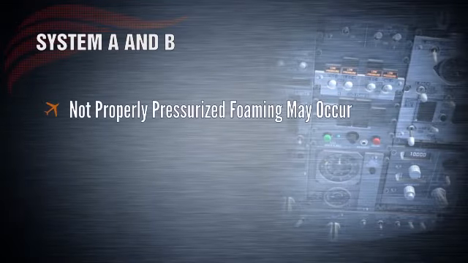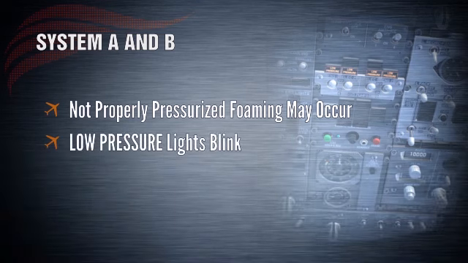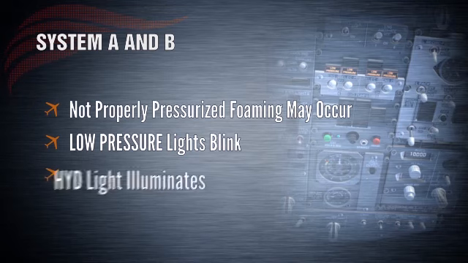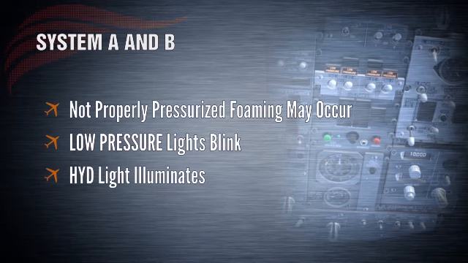If the hydraulic reservoirs are not properly pressurized by bleed air, foaming may occur at high altitudes, causing pressure fluctuations. Such pressure fluctuations may cause the blinking of the related low pressure lights. Any of the low pressure lights will trigger a master caution and the hydraulic light on the first officer's system annunciator panel.